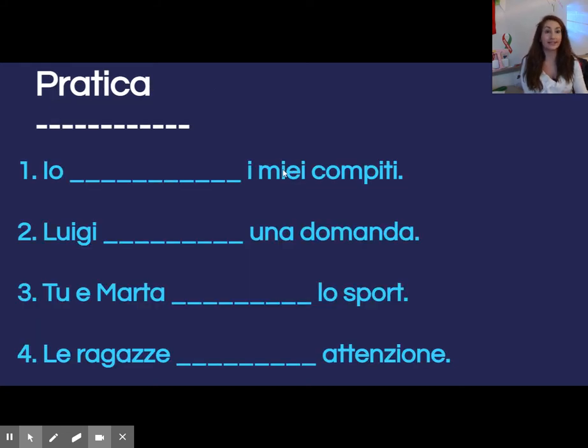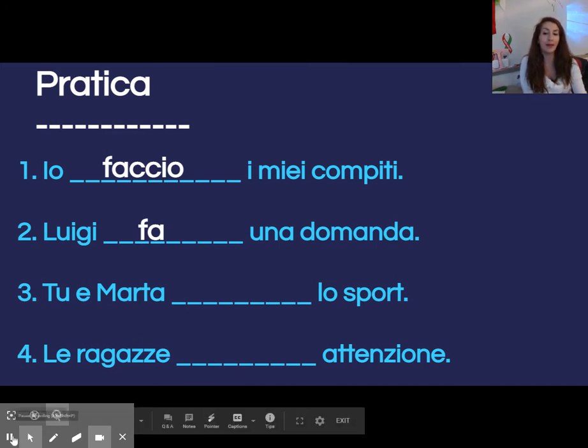So let's do a little bit of pratica. Of course, feel free to go back to the previous slide. Io blank i miei compiti. I'm doing or I do my homework. It is io faccio. Luigi blank una domanda. Luigi asks a question. Luigi makes a question. Luigi is una persona, a person, one person, which means lui fa una domanda.